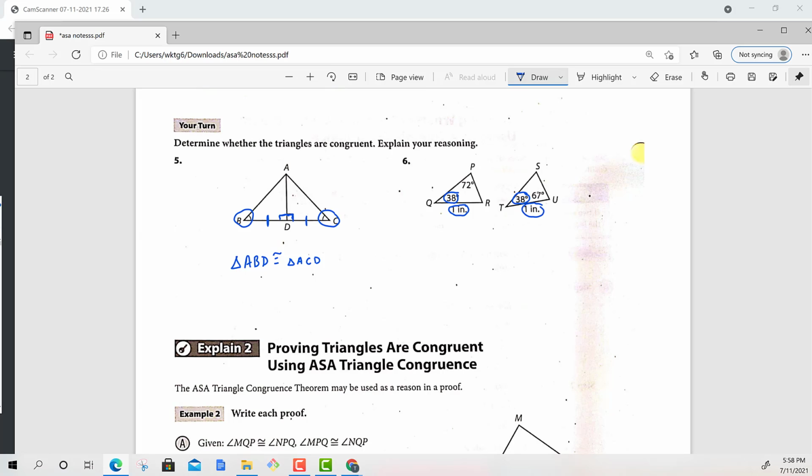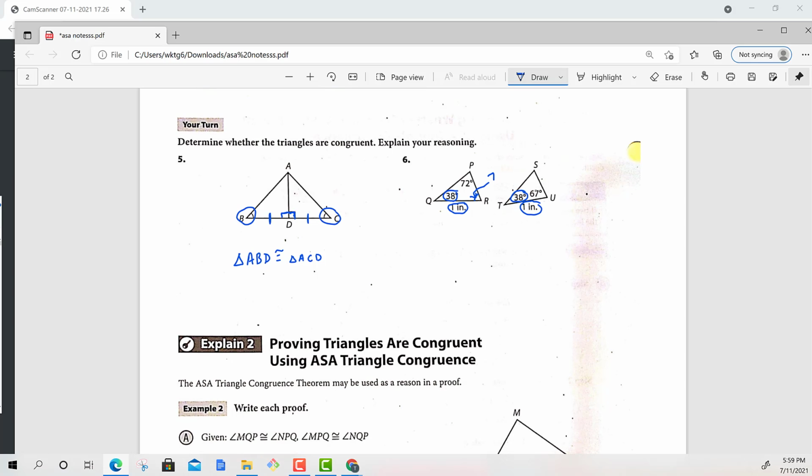Now what we need to do is angle R and angle U have to be congruent for angle, side, angle to work. Angle P and S don't really matter because we're trying to prove angle, side, angle. So you need to find the measure of angle R using the fact that there's 180 degrees inside a triangle. If I've done my math right, the measure of angle R should be 70 degrees, which means angle R and angle U, those measures are not equal, which means the angles are not congruent. So the triangles, we'll just say, are not congruent.